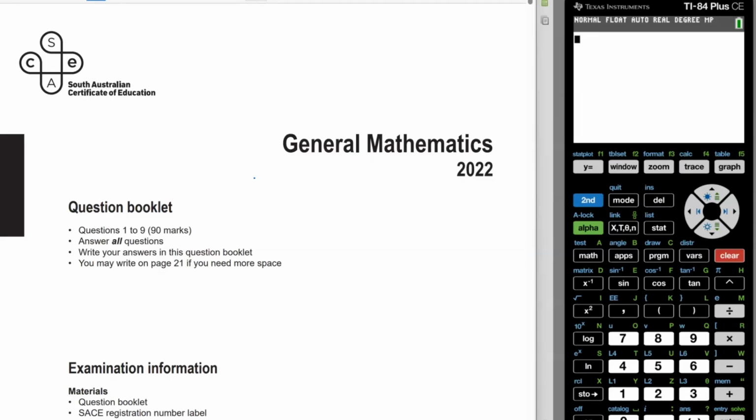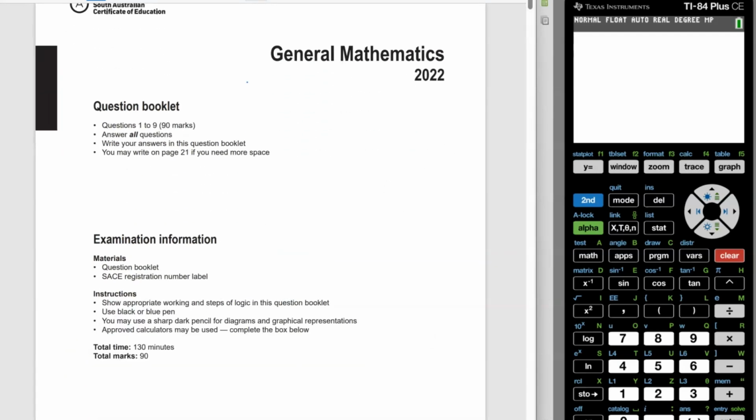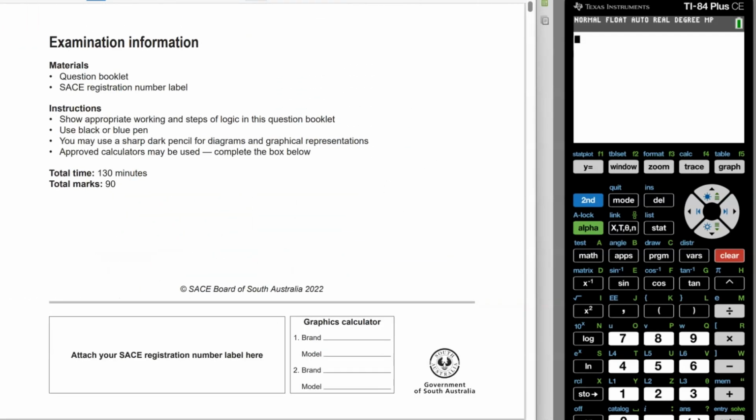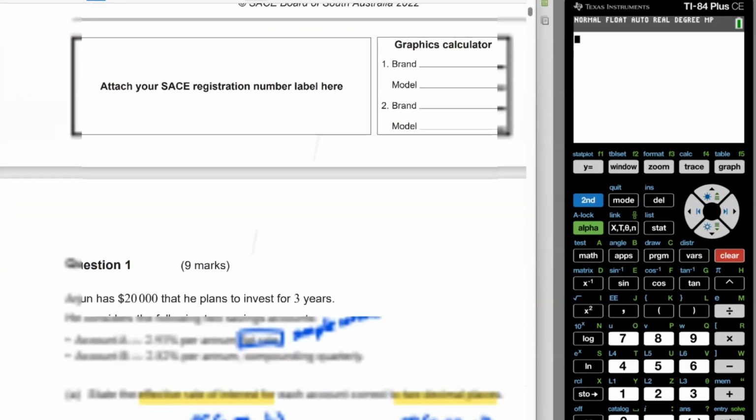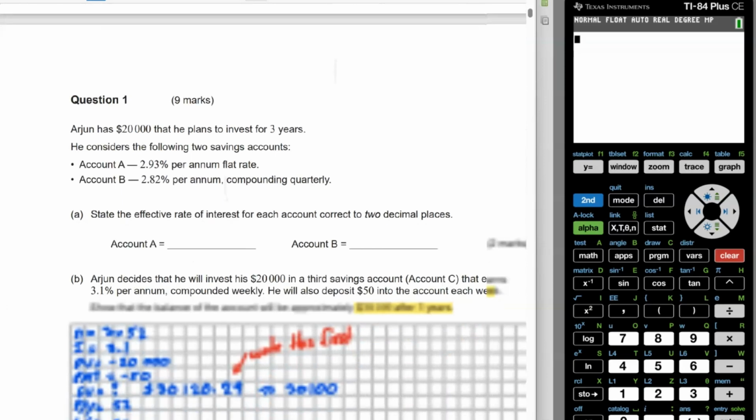Today we'll be looking at the General Maths 2022 exam and we'll be using the TI-84 to help us. We're just going to jump straight in with question 1 because obviously there's a lot of questions to get through. Feel free to jump around to only the questions that you need the help from though.